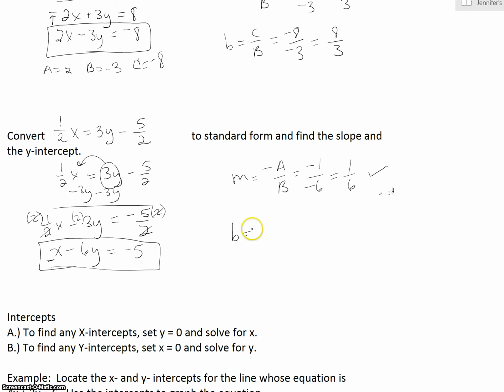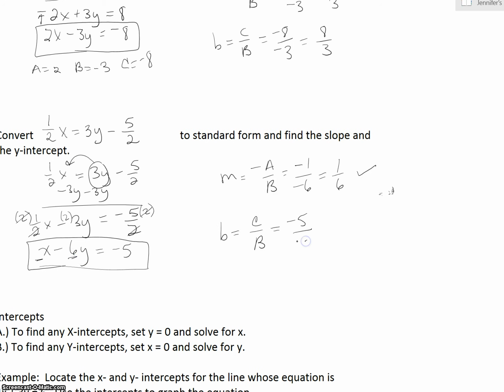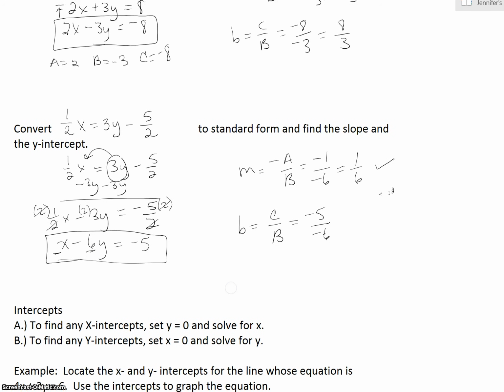My y-intercept is c over b. My c value is negative 5, and my b value is negative 6. Don't forget to get that sign that's in front of the b value. Negative 5 over negative 6 is positive 5/6. And there's our y-intercept.